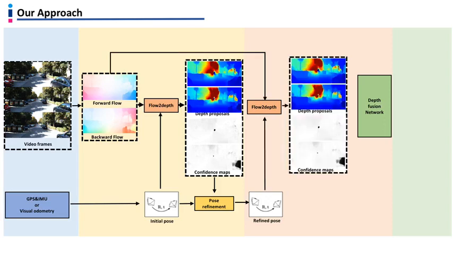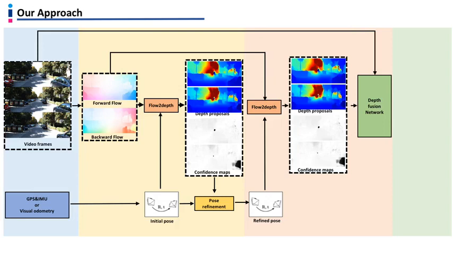Thirdly, we generate depth proposals and confidence maps with the refined camera poses and the original optic flows through the flow-to-depth layer again. This time, the depth proposals and confidence maps are more reliable. Finally, we obtain the final depth map by a depth fusion network that fuses the given depth proposals, confidence maps, and the target frame.